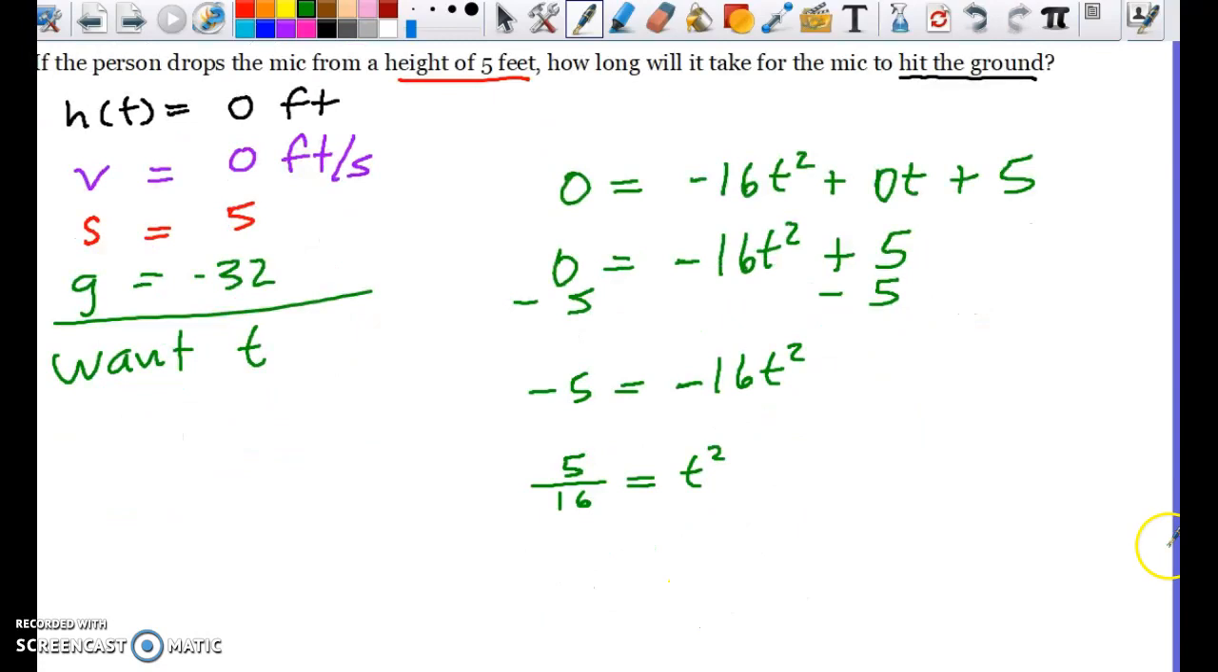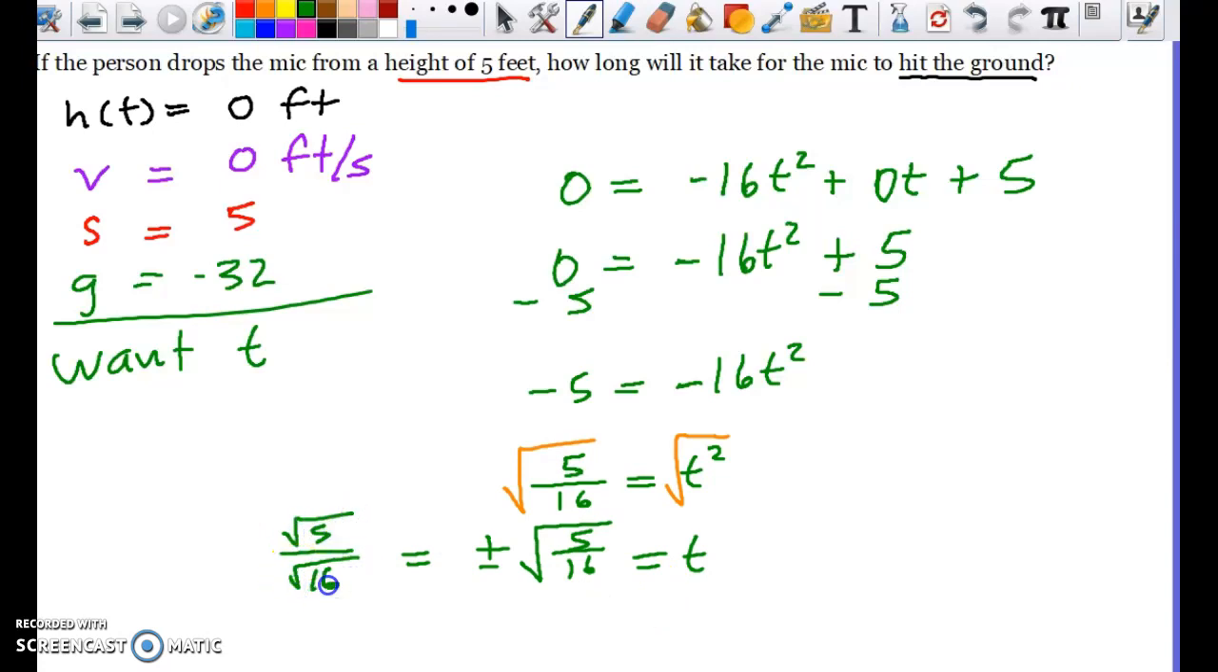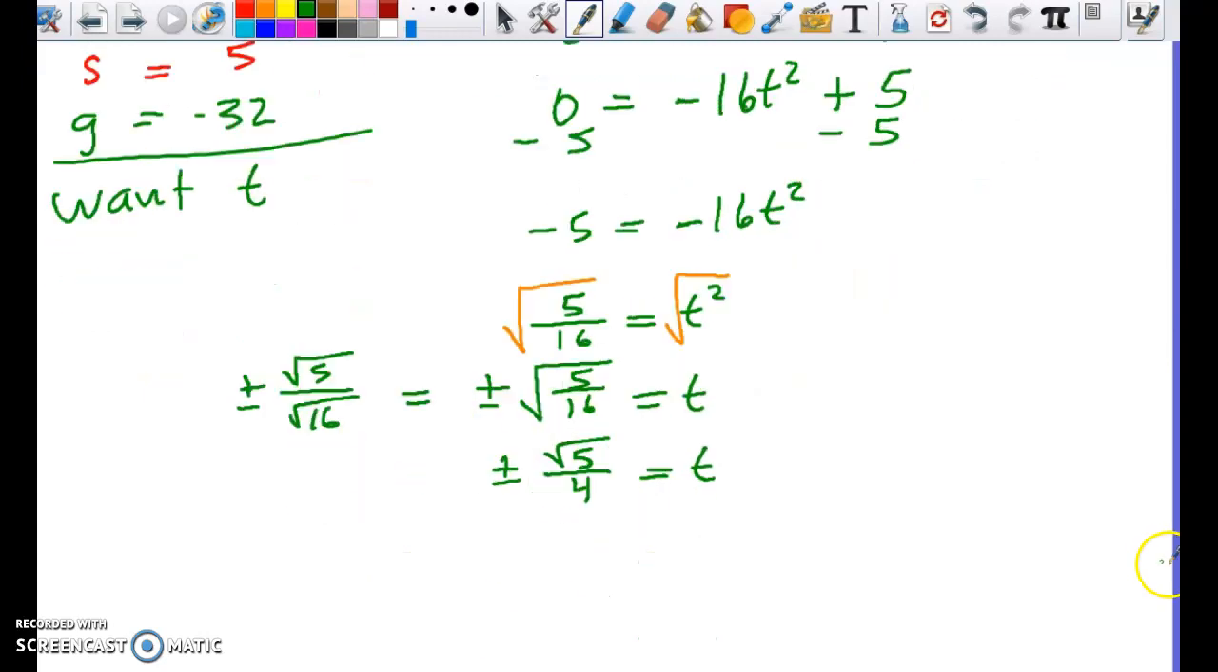Now when I take the square root to solve for a variable, that means I'm going to have two answers, positive or negative square root. So I'm going to have t equals plus or minus the square root of 5 over 16. And you'll remember from Unit 6 that if I have a square root over a fraction, I can have the square root of the numerator over the square root of the denominator. Again, a plus or minus. Now this is nice because the denominator is a perfect square, 16, so it will just turn into 4. But again, I have plus or minus the square root of 5 over 4.